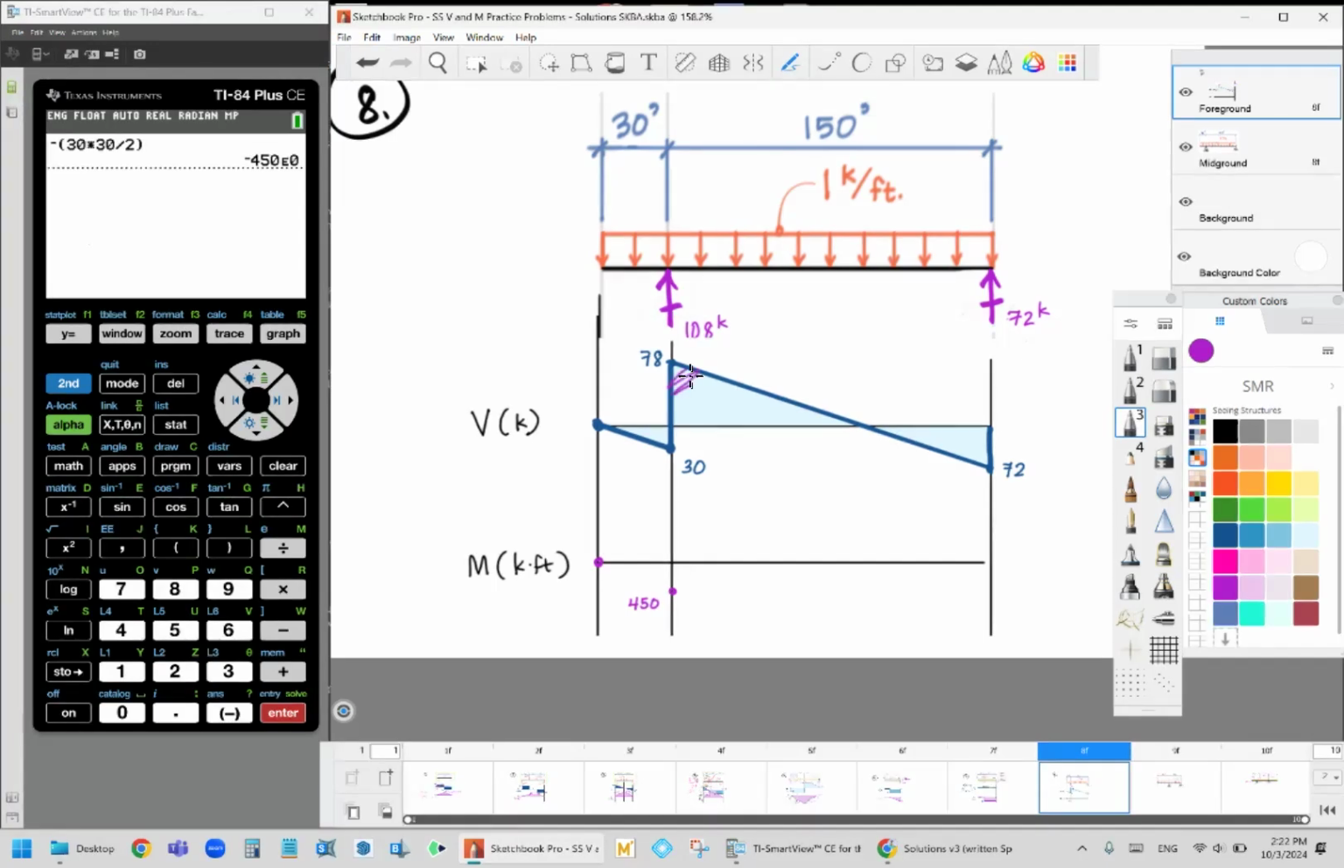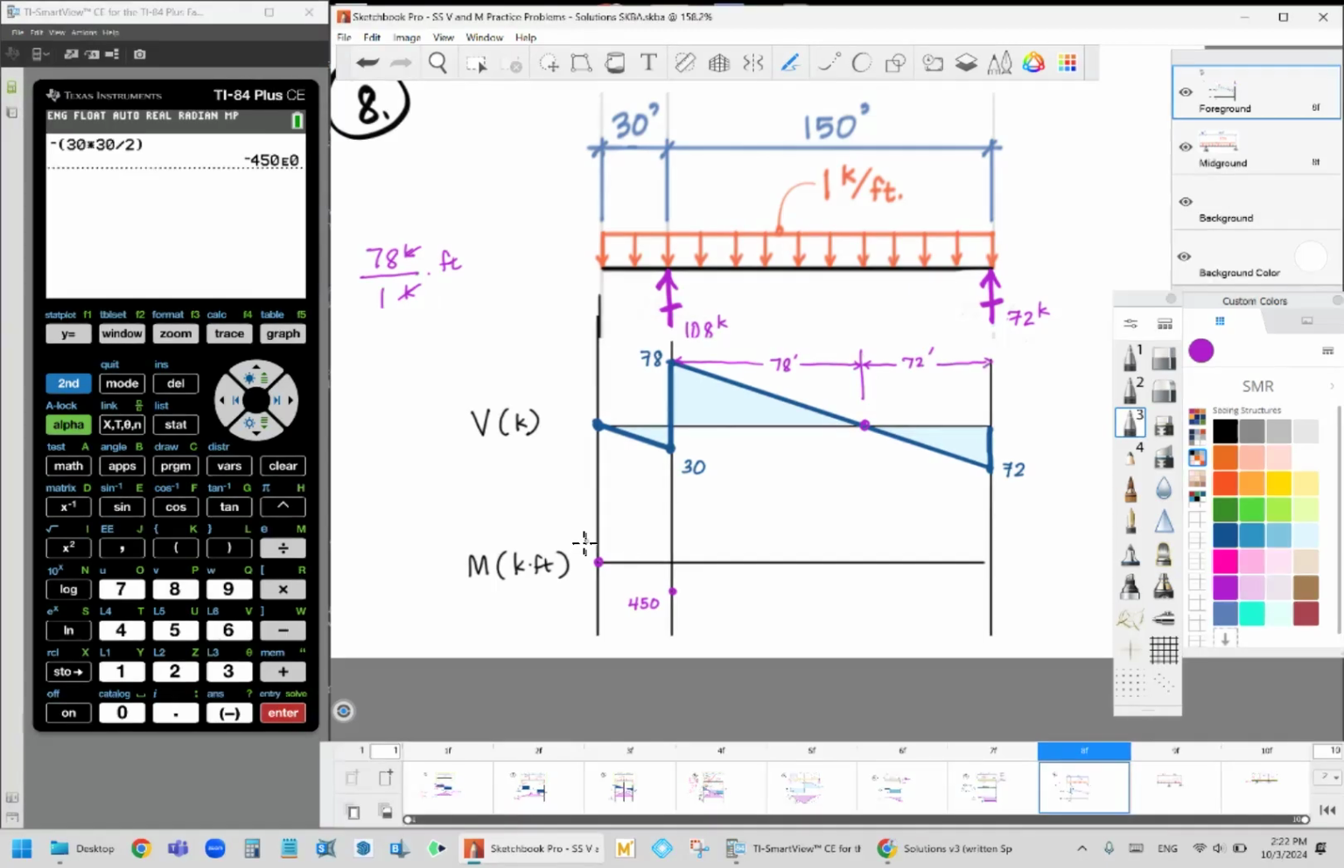Next piece, I have a big positive area, so I want to increase. And we're going to have to figure out the base of this triangle. So we'll use our little trick. 78 kips divided by 1 kip per foot equals 78 feet. So we have 78 feet between here and here. Similarly, we have 72 feet between here and here.